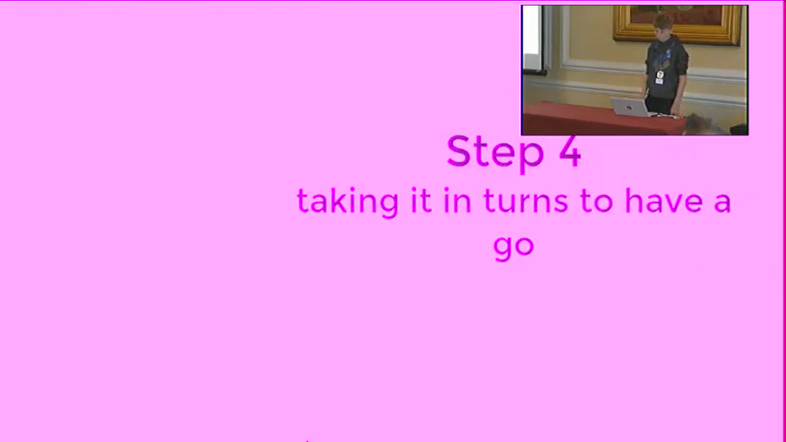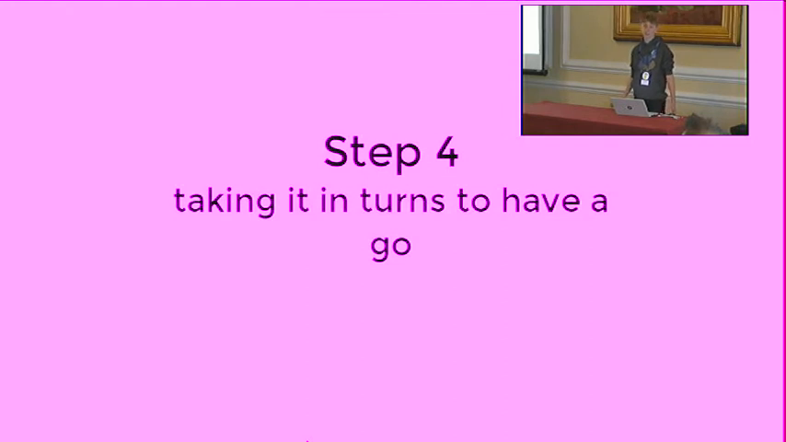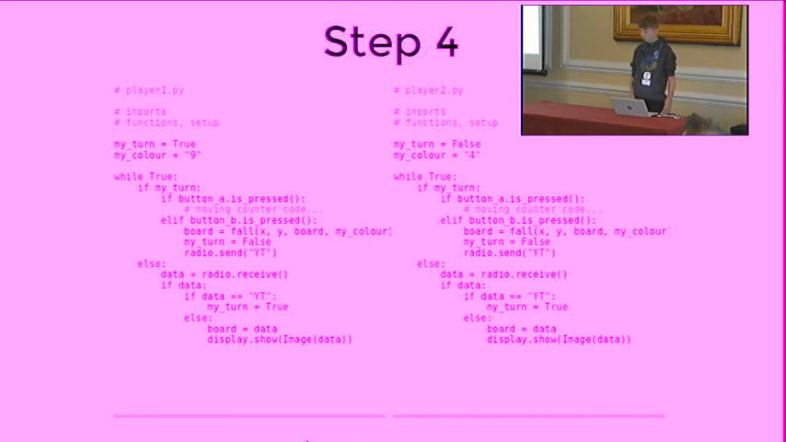Perfect. So step 4 is taking it in turns to have a go. So as I said previously, you want to have some friends to play with. So the code for the 2 people is basically the same. The only difference is the starting variables at the beginning, so whether it's your turn and your color, and 9 represents the brightest color on a microbit and 4 is fairly dim, so you have a good difference.